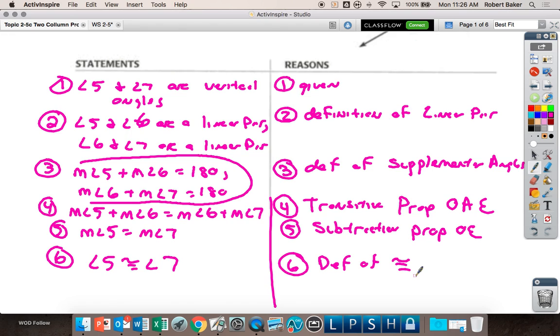So now that we have an algebraic statement here, we can start combining these two statements together. 5 and 6 equal 6 and 7. And we have to use the transitive property to make that happen. Then we get to algebra, subtract the angle 6 from both sides, 5 and 7 are equal, and then we finally get to the congruence part.